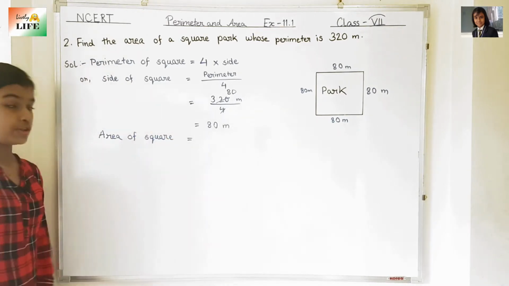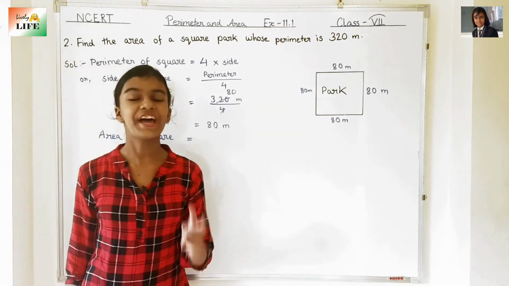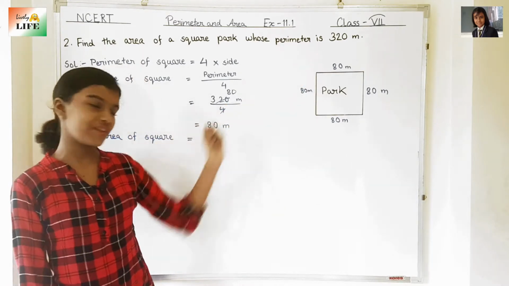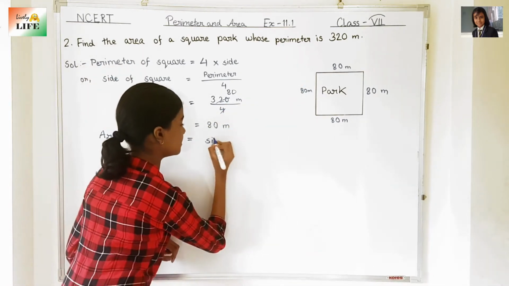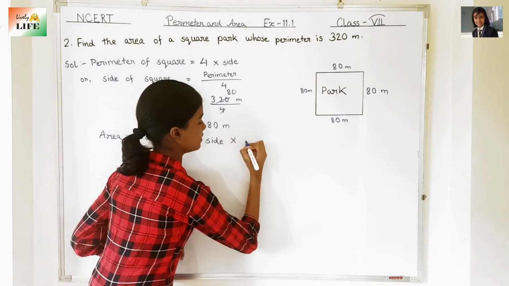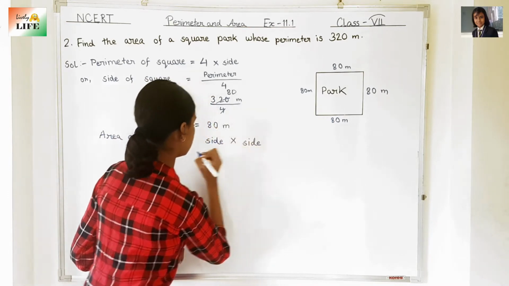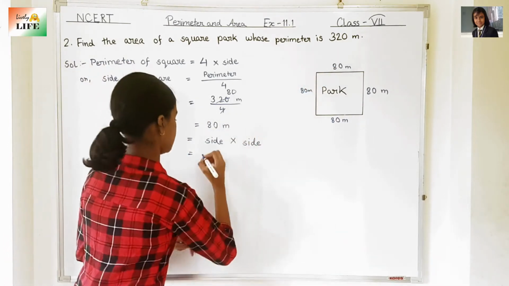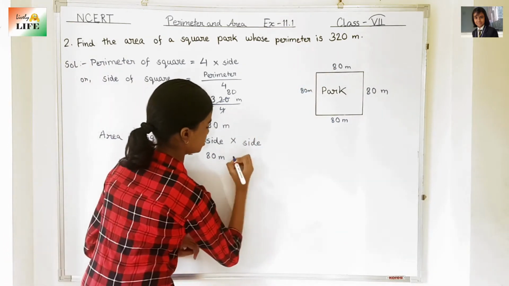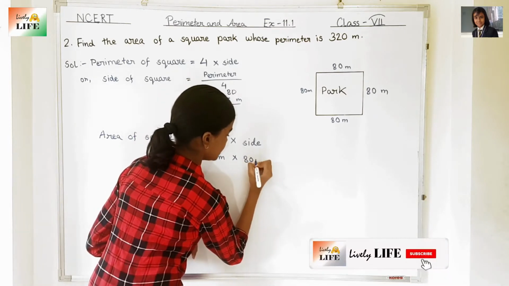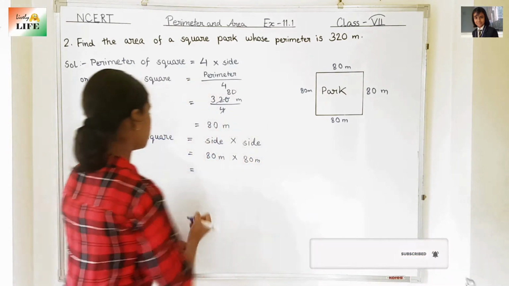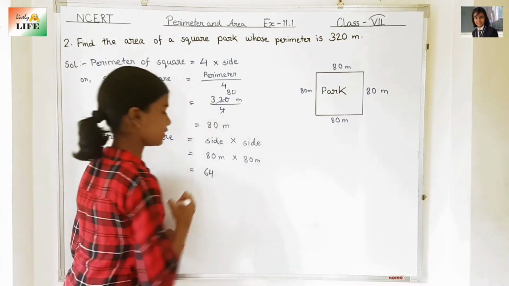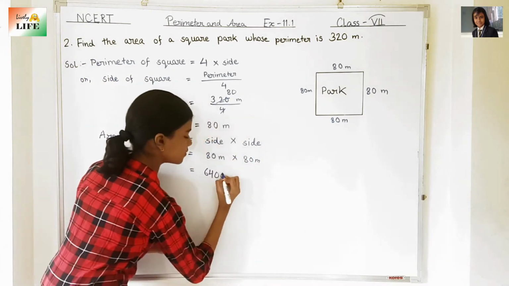Area of square. So what is the formula of area of a square? I have already told you. It is side into side. See, we have already got the side. Side multiplied by side. So both sides will be same, right? 80 meter into 80 meter. 8 8s are 64. Right? Then 2 zeros.